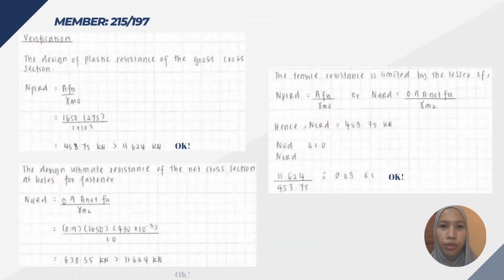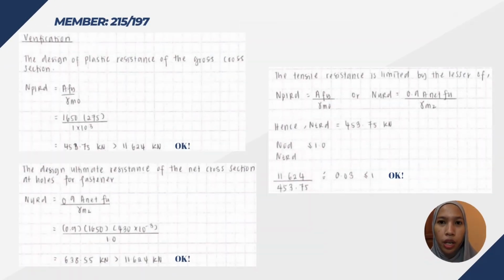We move on to the verification. The value of NPLRD is bigger than the value of NED, so it's okay. Also the value of NURD is bigger than NED, so it's okay also. Then we choose the lesser value from this calculation for NTRD. NED divided by NTRD is less than 1, which is 0.03, so this member is okay for tension.